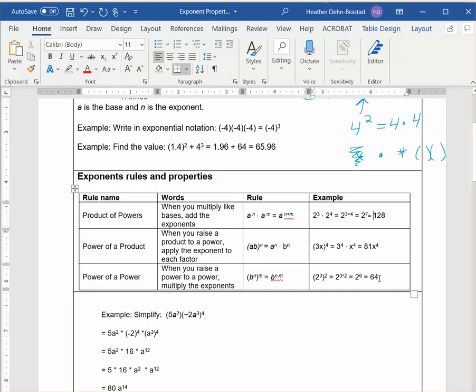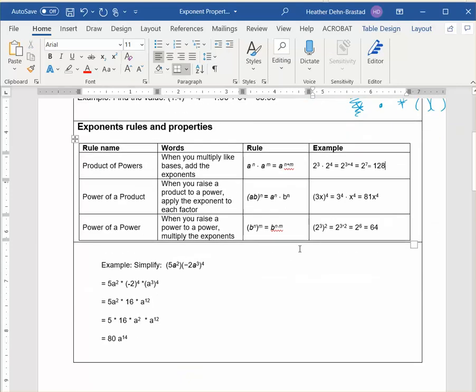So if you're asked to leave as an exponent, you would leave it as 2 to the 6th, and in this example at the top, you'd leave it as 2 to the 7th. But if they ask you to evaluate, then that is when you actually calculate out what the number would be.